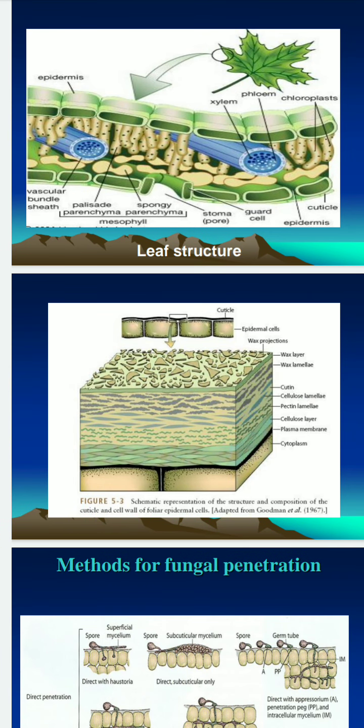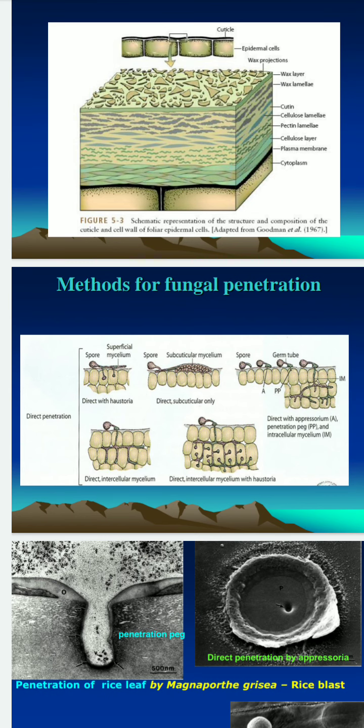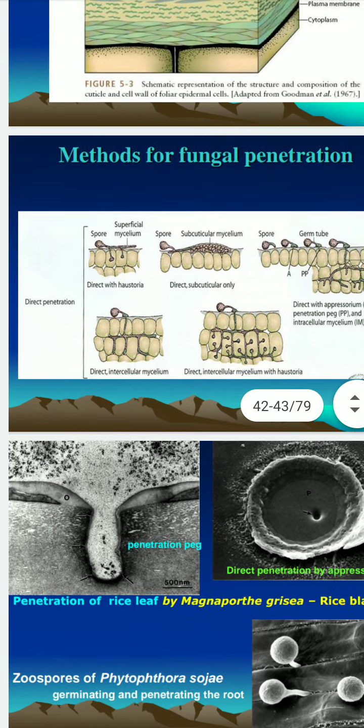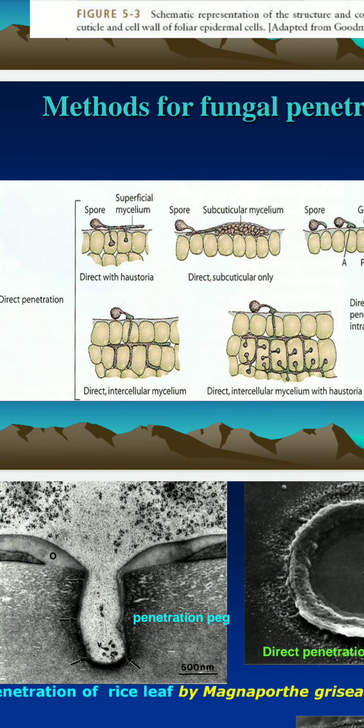The structure of the leaf also influences the penetration processes. Here are some mechanisms by which these fungal microorganisms penetrate the host tissue. Direct penetration with haustoria is one of these methods. Here you can see the haustorium of the fungal spore entering the host directly through the epidermis.